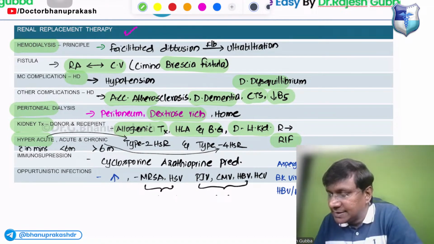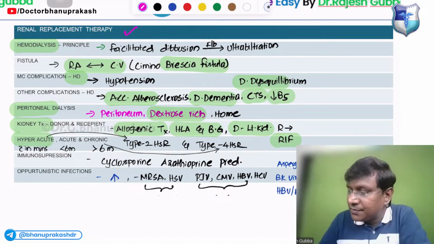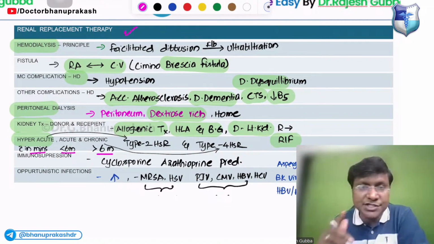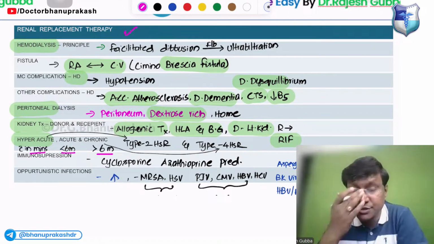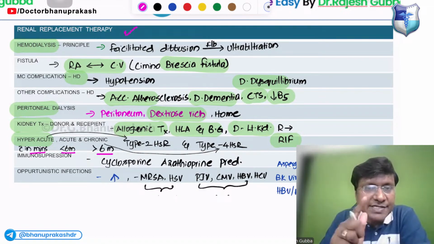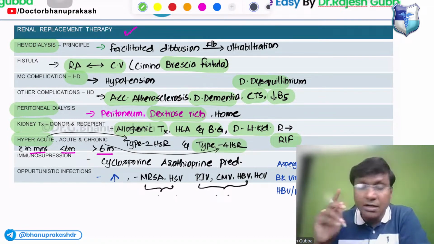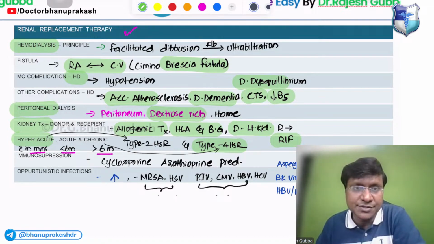Now, coming to hyperacute rejection: it occurs within minutes, whereas acute rejection occurs within 6 months after the transplantation, and chronic rejection occurs after 6 months of the kidney transplantation. Hyperacute rejection is considered a type 2 hypersensitivity reaction, whereas acute and chronic rejection are considered type 4 hypersensitivity reactions, right?